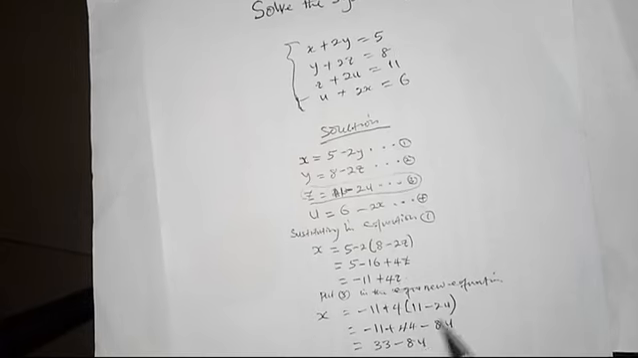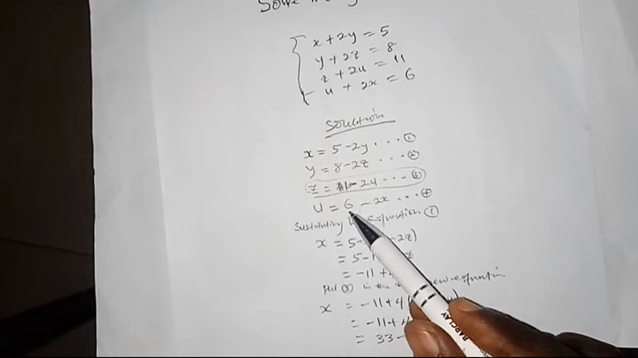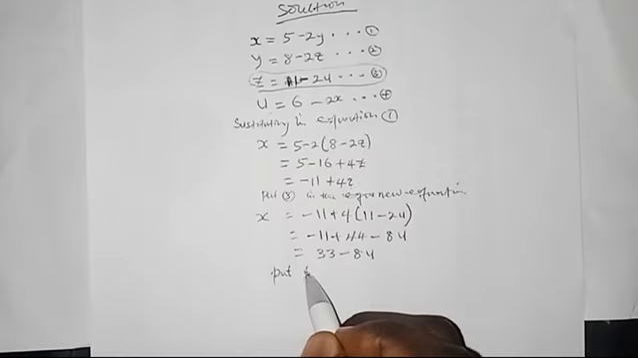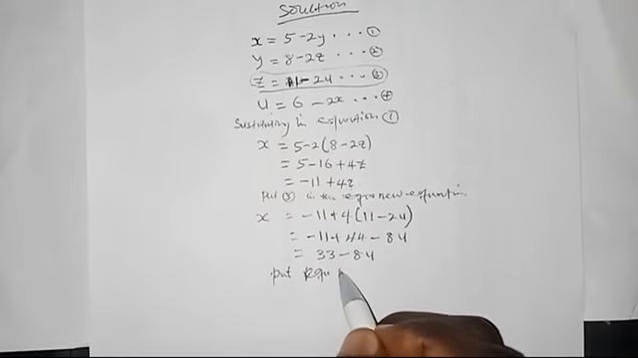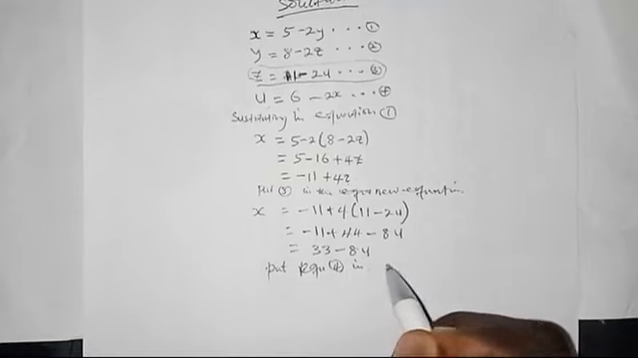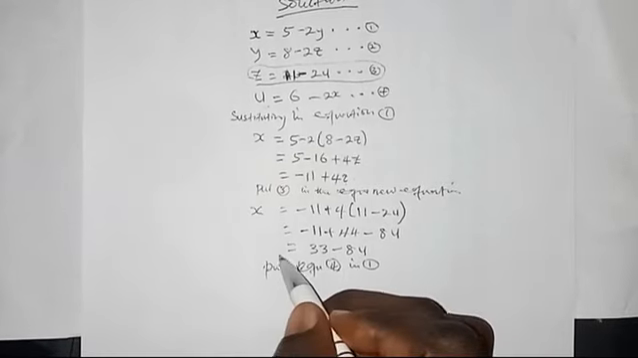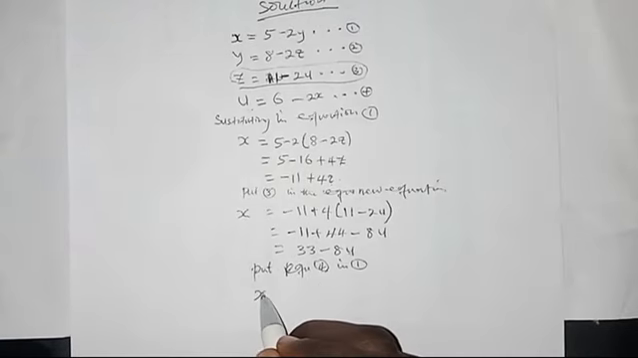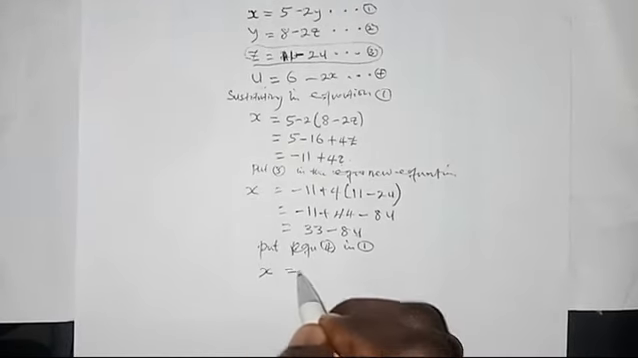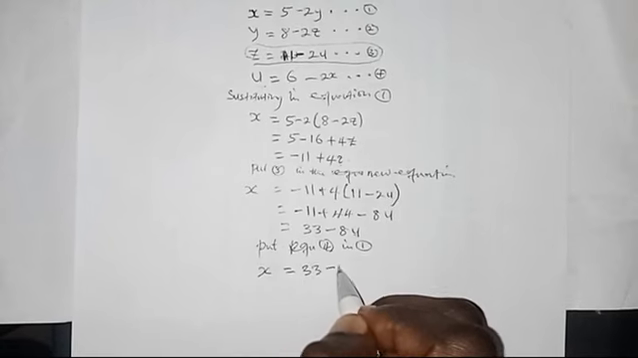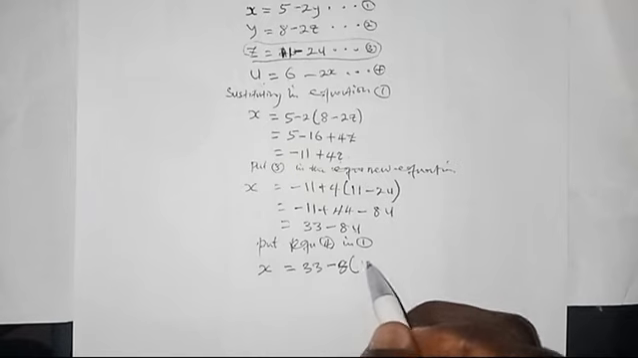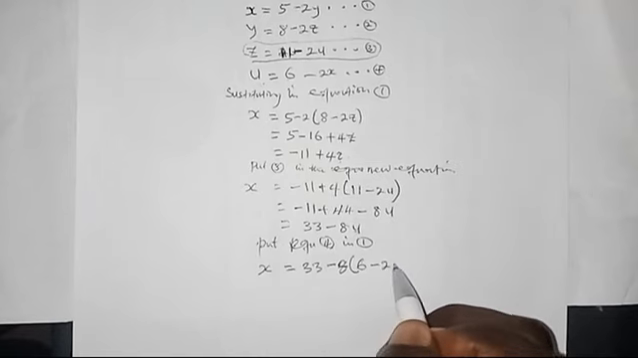Okay, and of course you can also see that we have an expression for u. So we also carry u and put it in the same equation. So we can put equation 4 in equation 1. Of course, you know that the new expression for our equation 1 is actually this. So our x now becomes equal to 33 minus 8 into, putting the value of u there, 6 minus 2x.